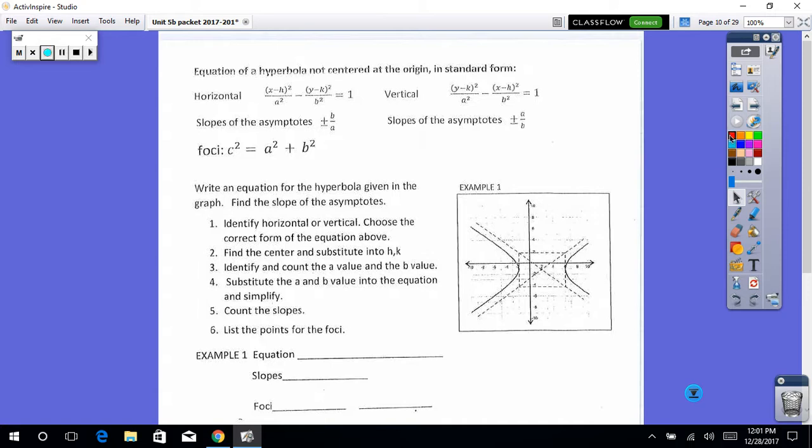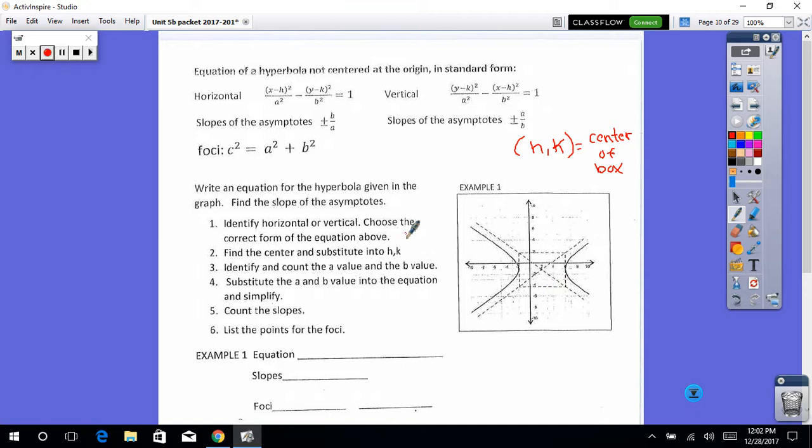Okay, the situation is the same. Look up here. The H always stays with the X, no matter if it's a vertical or a horizontal, and the K always stays with the Y. In this case, your H and K is going to be the center of your box. So instead of it being the center of your ellipse, it is actually the center of your box, which obviously has to be very well pronounced or it's going to be hard to find.